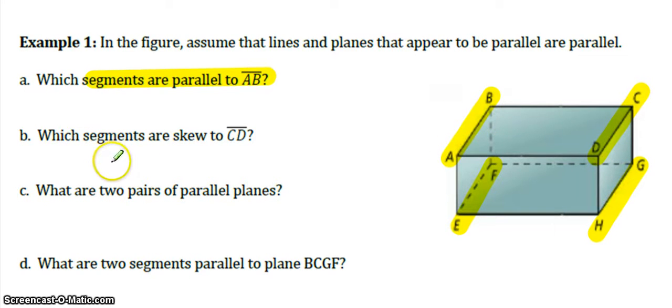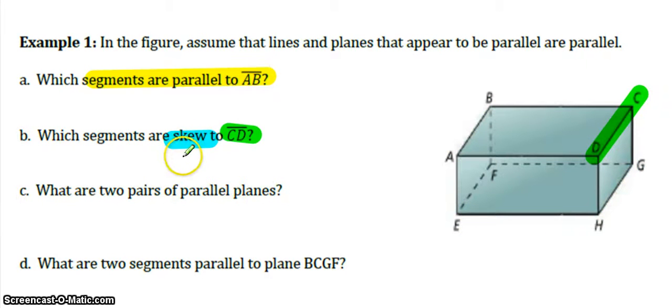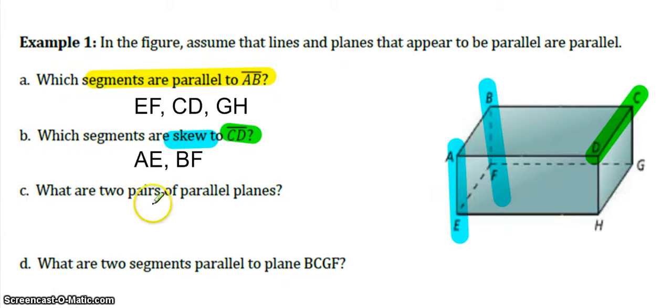So then when we come over and look for segments skew to CD, I'm actually probably going to change color here. So if we're looking for things that are skew to CD, remember skew means that it will never intersect and they are non-coplanar. Now we're looking for two pairs of parallel planes. So we actually have 6 different planes over here because there's 6 faces that make up any rectangular prism. So go ahead and make sure you have 2 pairs at least of parallel planes.